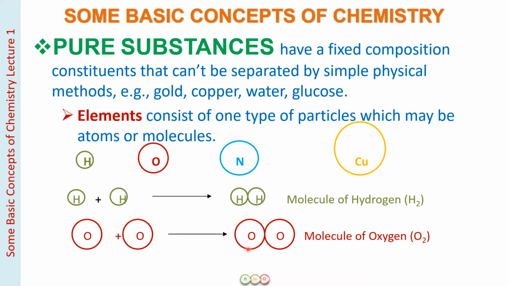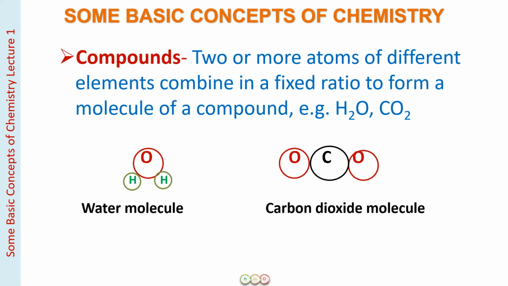Why some elements have atoms of one type and why the others have molecules of one type, that we will be discussing later in the course. But for now, you just remember that the elements consist of one type of particles, right? Next we have compounds.